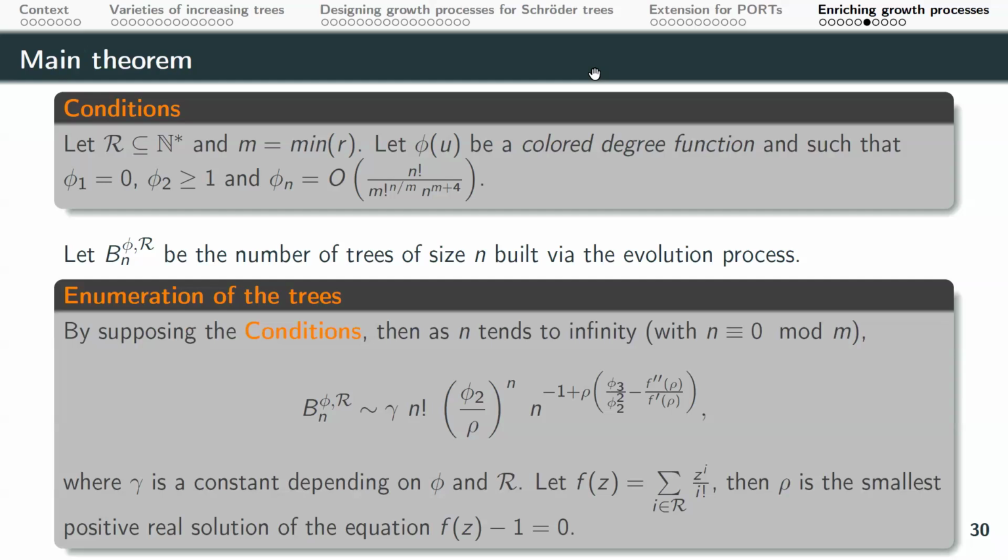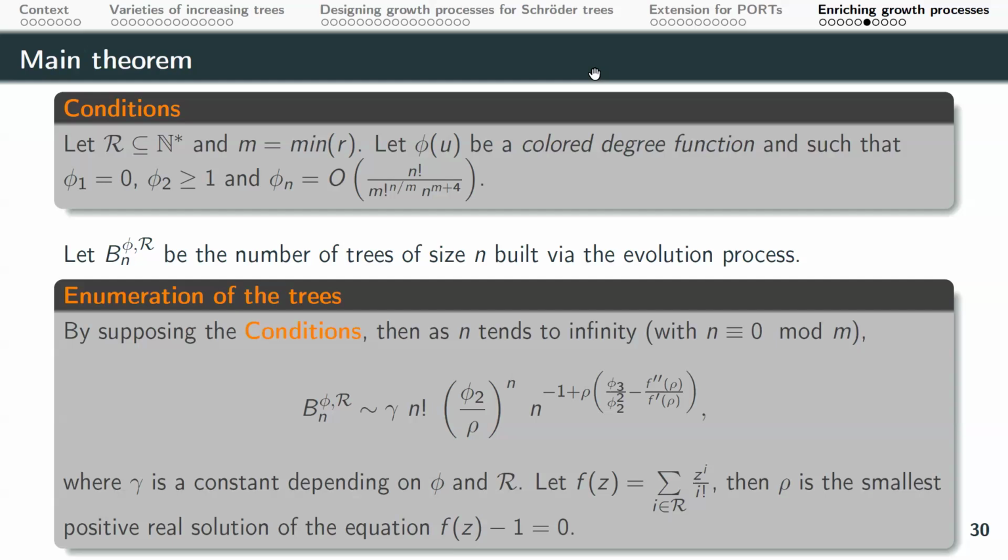And now, by supposing this condition, I am able to obtain the enumeration value that enumerates the number of trees with n leaves in the enriched model defined by phi and R. And its value corresponds to factorial n. Then you have an exponential term depending only on phi2, n rho, and I will define rho just later, but not with other values than phi2. And the polynomial terms depend on phi3 and phi2 squared.